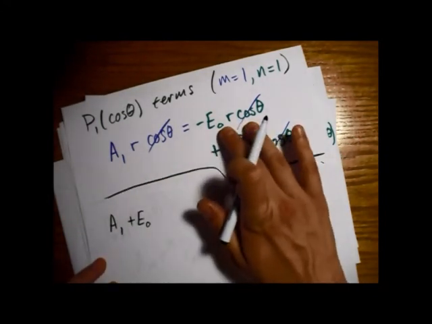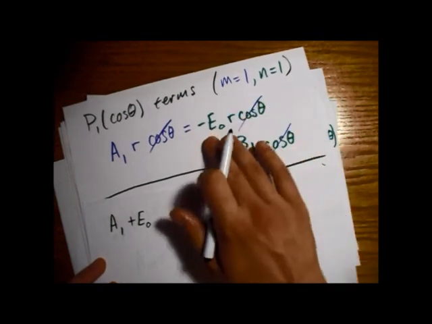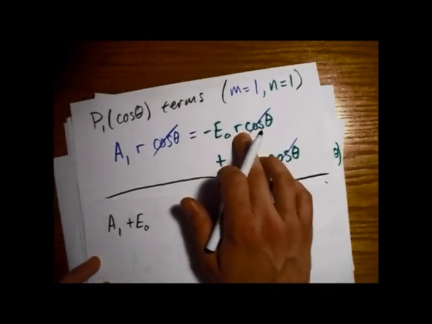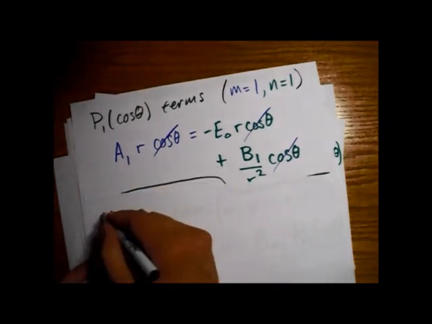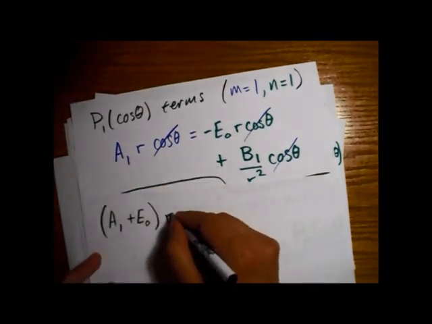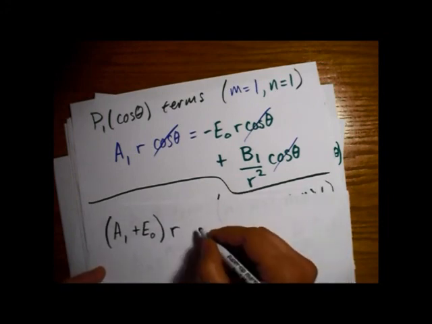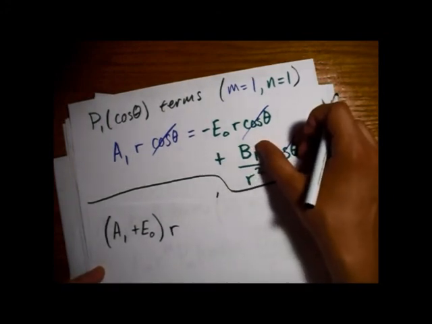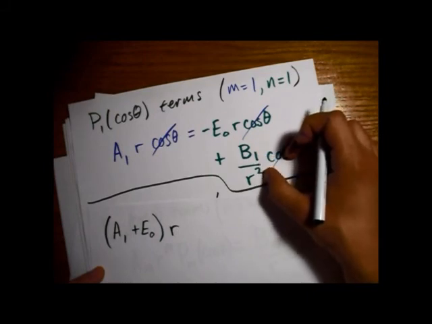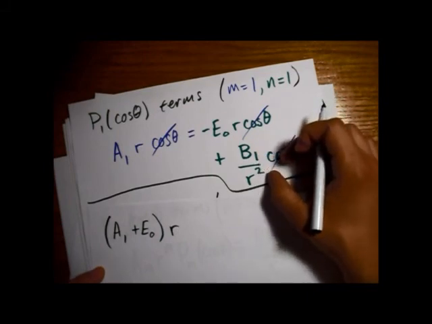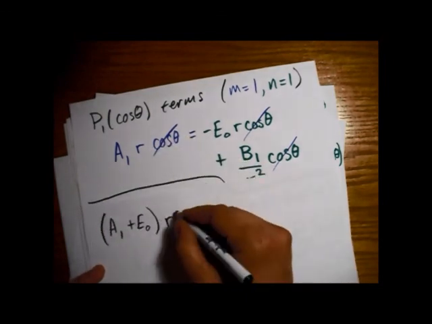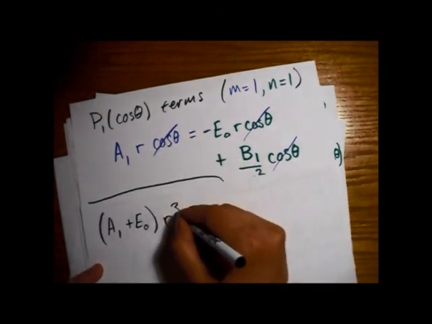All right, so after we divide by cosine, I'm going to add this big E naught times r to both sides, all right? And then I'm going to factor out the r. Okay, and all we had left on this side was b1 over r squared. I'm going to multiply both sides by r squared. So now we have an r cubed on this side.